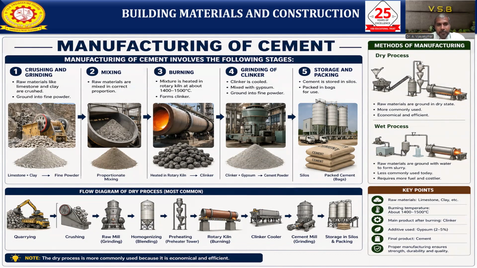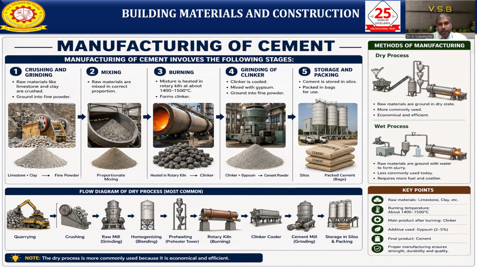During manufacturing, different steps are involved in the following stages. The first stage is getting the limestone or raw material from the quarry. We need to crush and grind it. Raw materials like limestone and clay are crushed, along with other calcareous and argillaceous materials. It is ground into a fine powder.